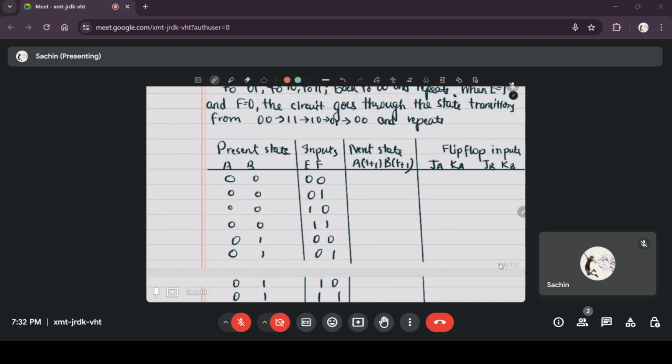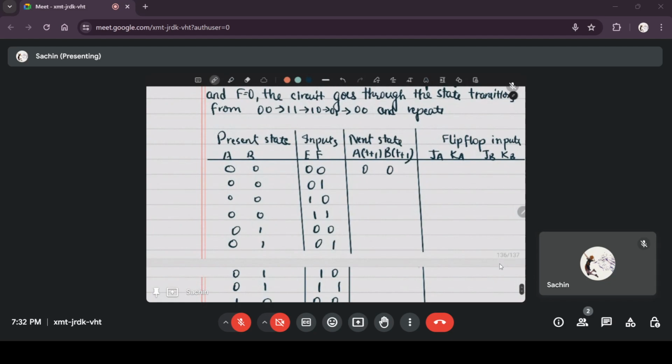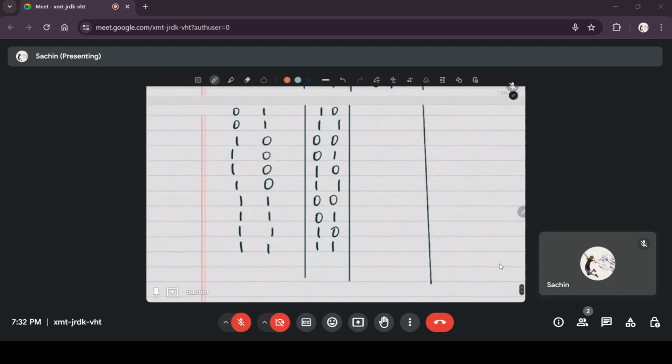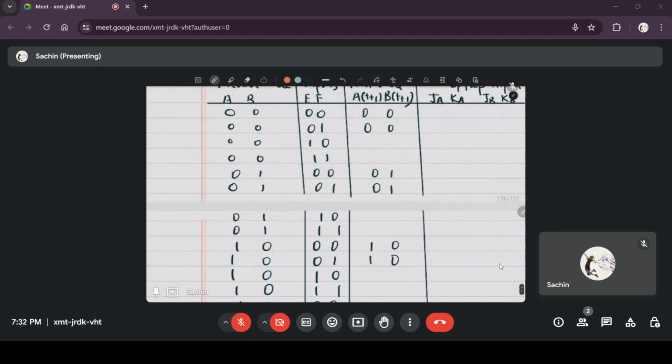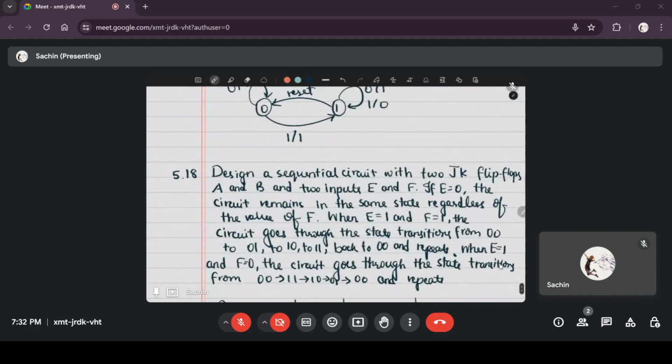Now if E is 0, the state has to be maintained as is. So whenever E is 0, you can write down the next state to be the present state itself. When E is 1 and F is 1, the circuit goes through the state transitions from 0 0 to 0 1 to 1 0 to 1 1 and back to 0 0.